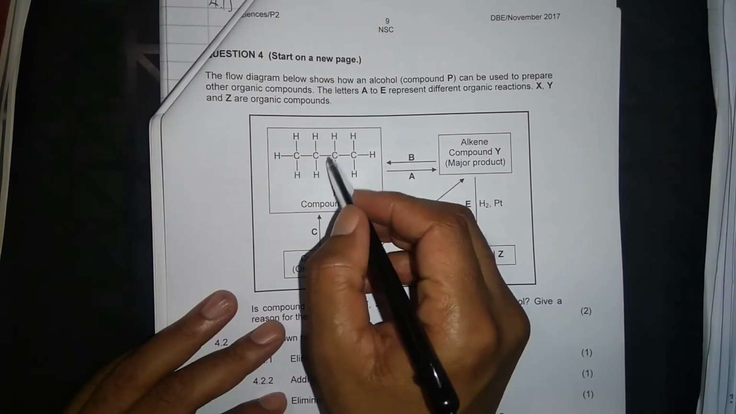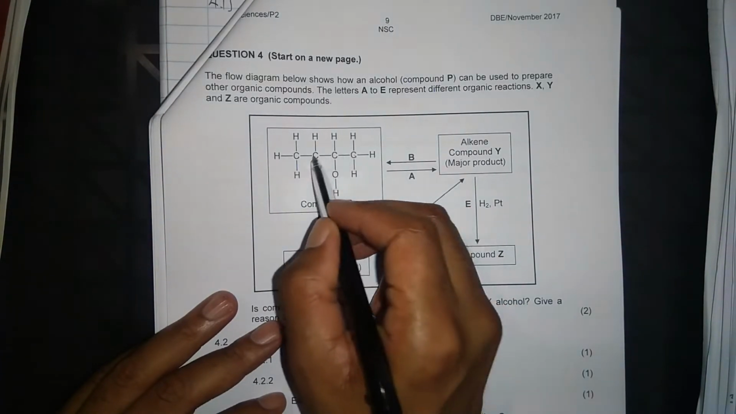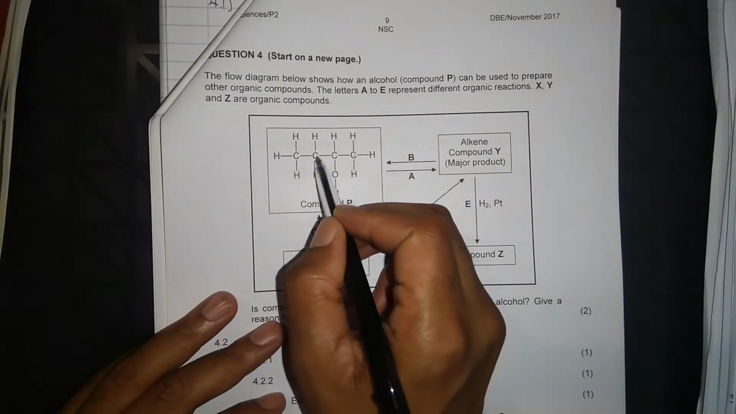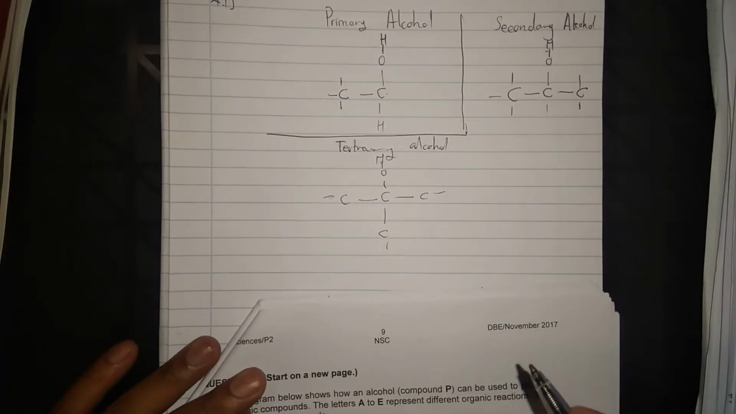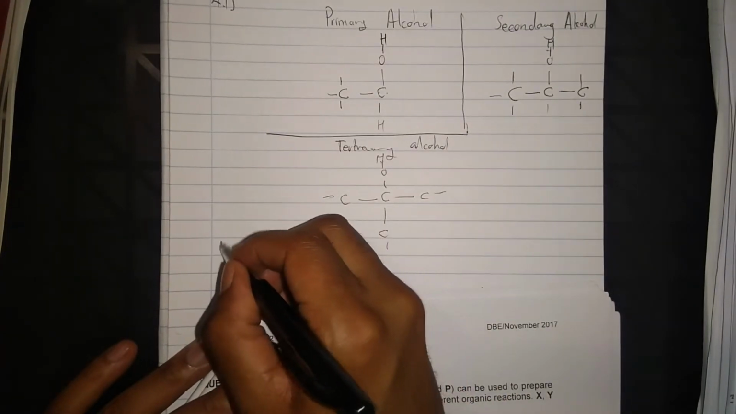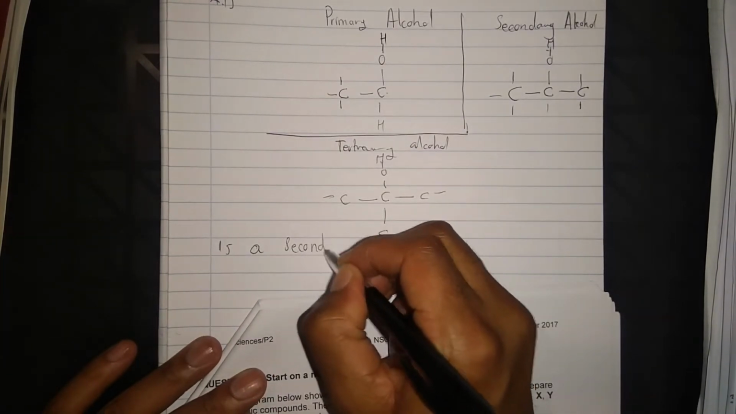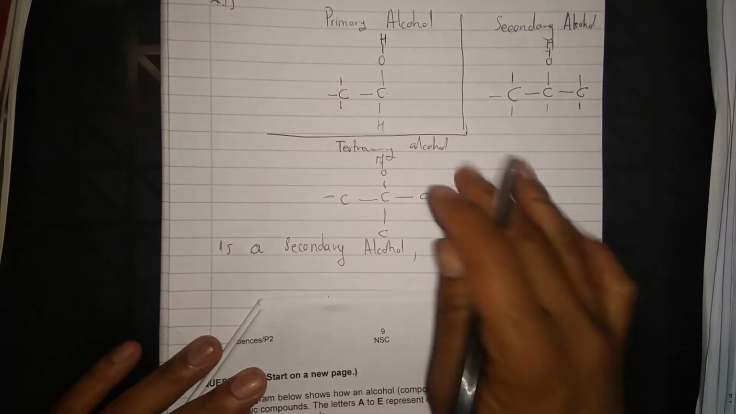Now let's check the carbon atoms. In compound P, the carbon atom bonded to the hydroxyl group is bonded to 2 carbon atoms. In its vicinity there's 1, 2 carbons, so that makes it a secondary alcohol. So compound P is actually a secondary alcohol.